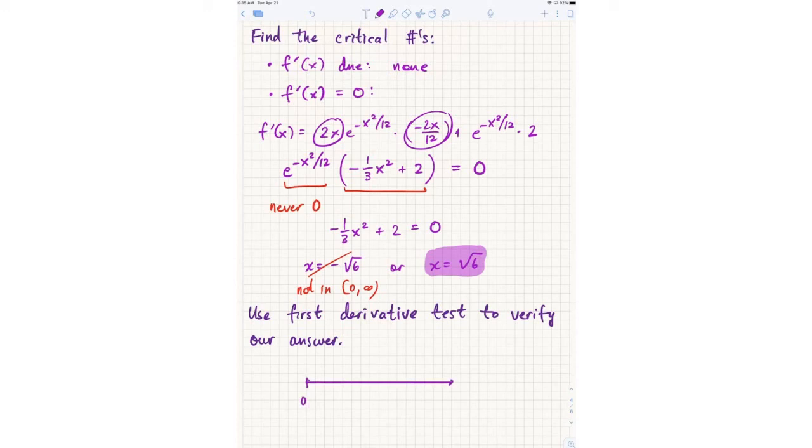So our endpoint is at 0, our critical number is root 6, sign of f prime, what does that mean about the original function? And let's also write down what is our test point. So I can choose 1 as our test point for the interval 0 to root 6, and now I need a number that's bigger than root 6, so root 9 is bigger than root 6, and root 9 is the same thing as 3. I definitely don't use 2, because 2 is actually in the other interval. 2 is less than root 6.